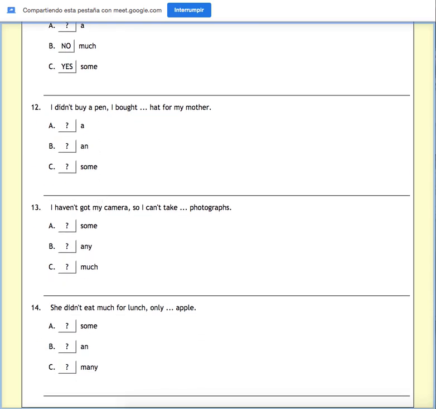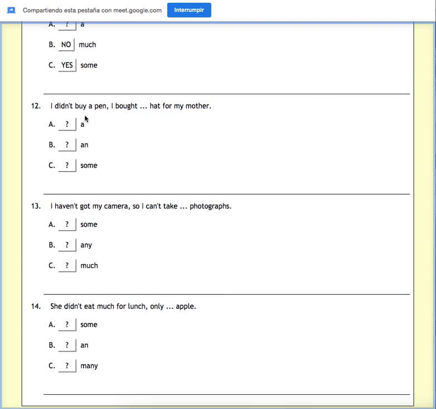The next one is going to be done by Gabby. So, Gabby. I didn't buy a pen. I bought a space hat for my mother. And some. Some? Not really. Mira la primera parte.